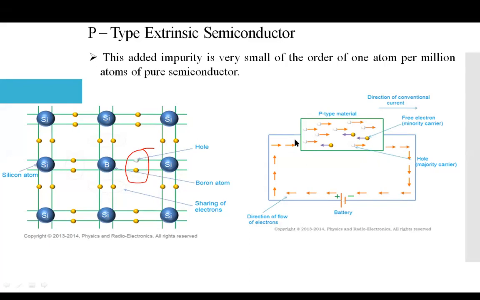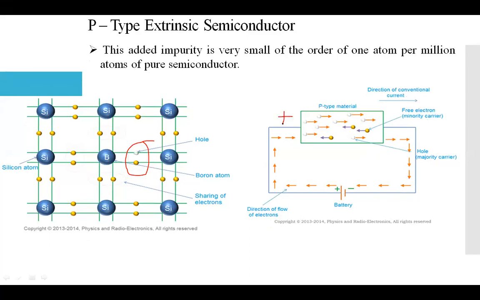When you give the supply, with the positive terminal here and the negative terminal here, the holes, having positive polarity, will repel from the valence electron, and that will be attracted towards the negative terminal. Similarly, the electrons coming from the negative terminal will repel electrons from that bond, and that will attract them towards the positive terminal.